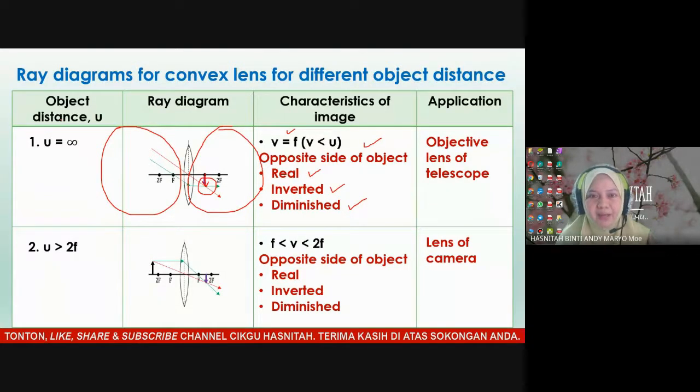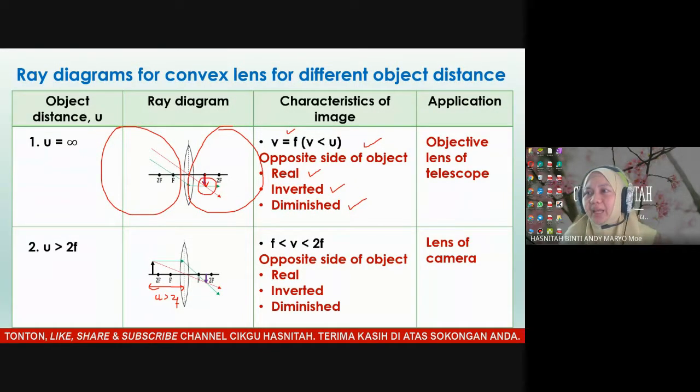All right, anybody raising a hand? Then this is the second position. Now we place the object greater than 2f. This is the object distance now, u. u is greater than 2f. Diminished means smaller than the real size. Diminished means the size of the image is smaller than the size of the object. Magnified means the size of the image is bigger than the size of the object.